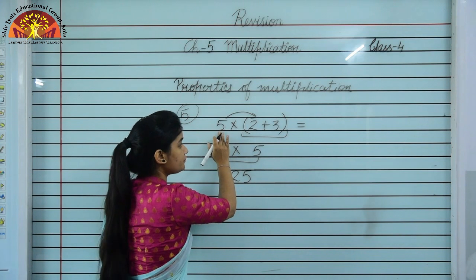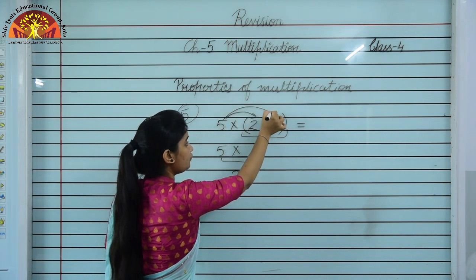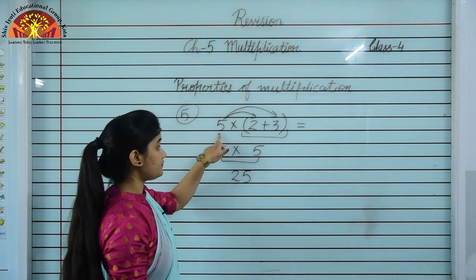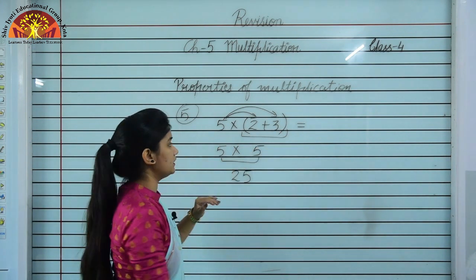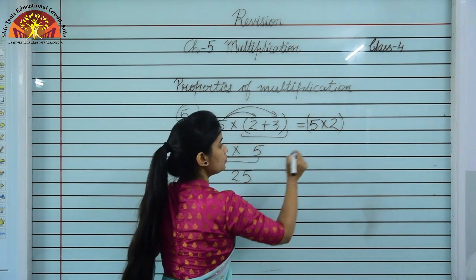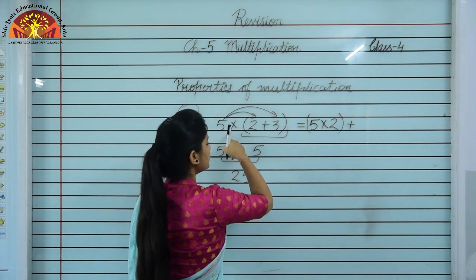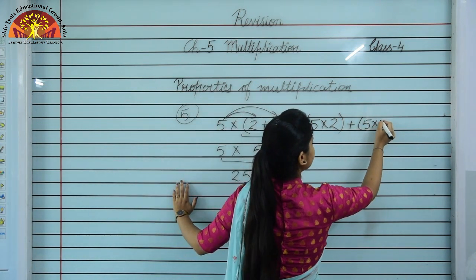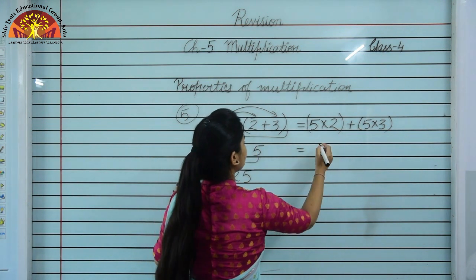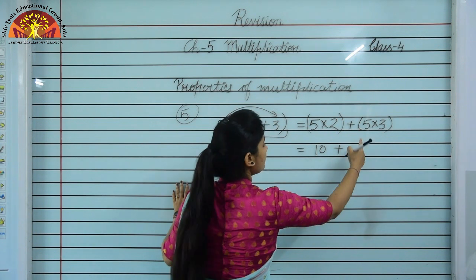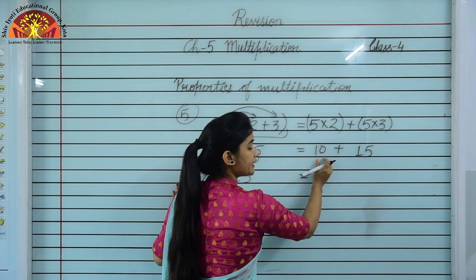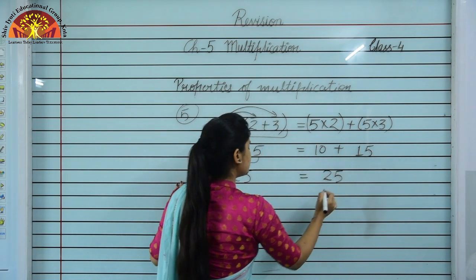Now just see here, if I do 5 into 2, what am I doing? I am multiplying this 5 by 2, then I have to do 5 into 3. पहले मैं इस 5 को 2 से मल्टीप्लाई करूँगी, then इस 5 को मैं इस 3 से मल्टीप्लाई करूँगी. Just see here, 5 2s are 10, sign of addition, then 5 into 3, 5 3s are 15, and again the answer will be 10 plus 15 is 25.